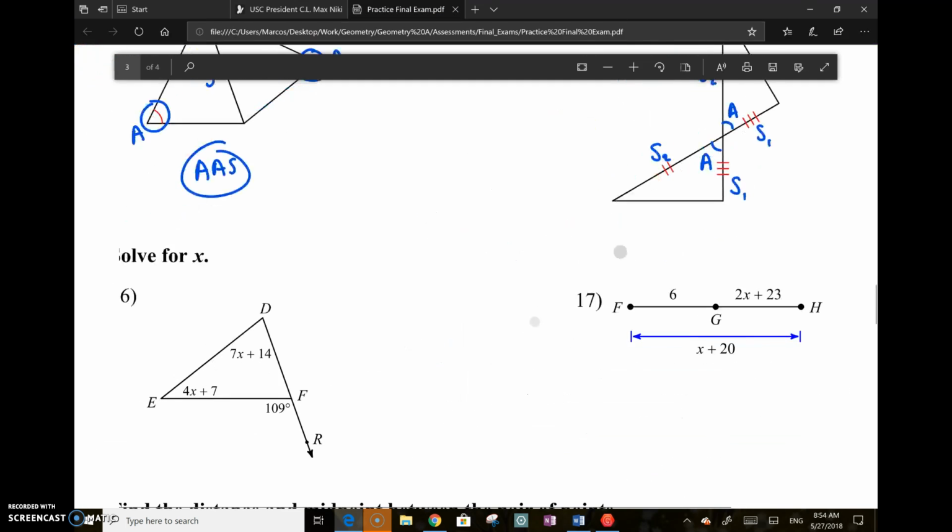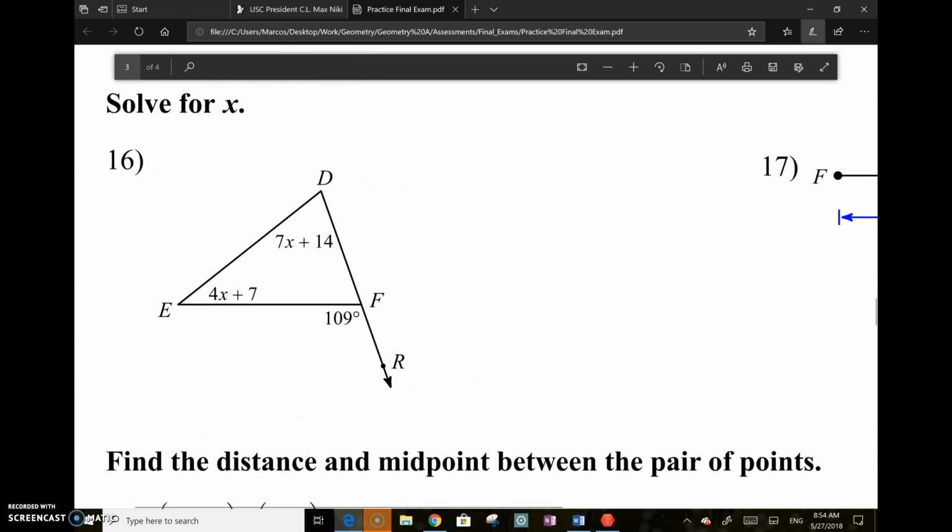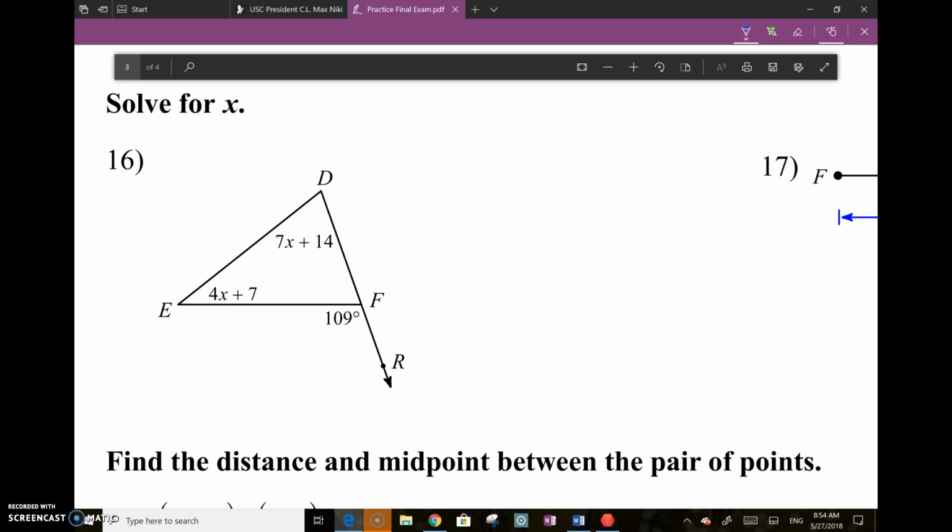Okay, number 16. Here we have to solve for x. This is the exterior angle theorem. And I know that because, unlike my mistake before, this side of the triangle is extended outward beyond the triangle's vertex. And so for that reason, you create one single angle that is outside or on the exterior of the triangle. And so we have an exterior angle of 109.